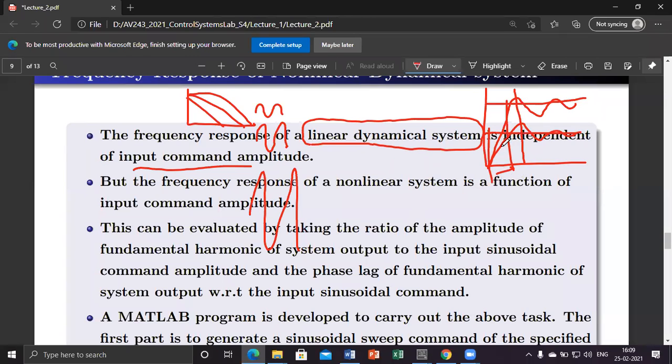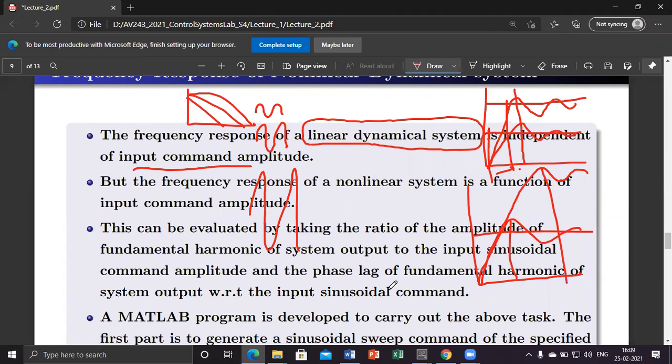Similarly here, if you increase the amplitude, suppose this is the step response for 10% or 1 volt, then if you give a 2 volt command, the step response will be something like this, which will take more time to reach its full value compared to the previous one. This is the effect of nonlinearity.